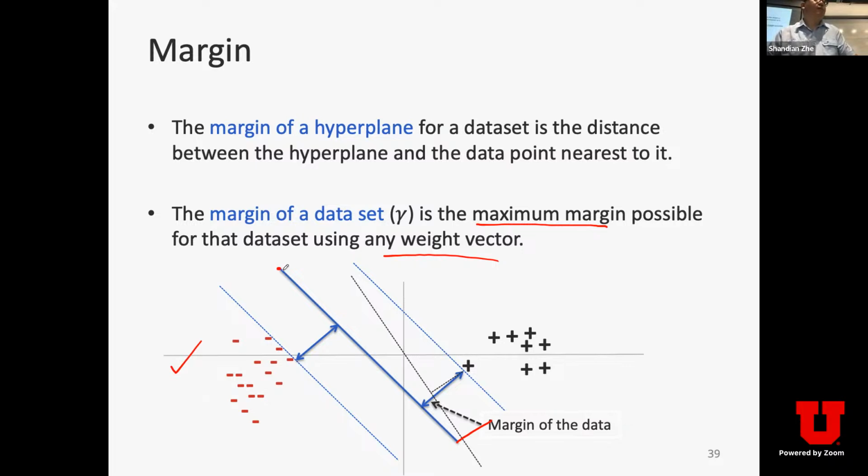Does it make sense? Any questions regarding the definition of margin? Because this is a very, very important concept. We're going to look at this again when we talk about support vector machines. That's why I want everyone to feel comfortable and be clear about that. Okay, great.